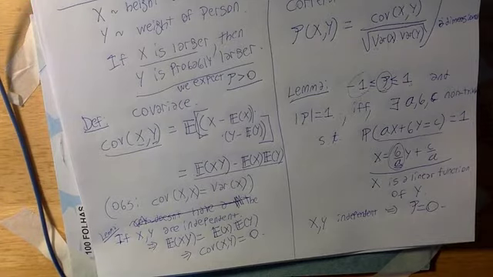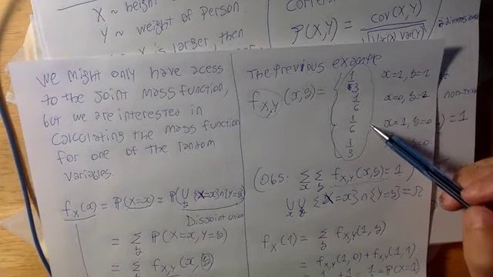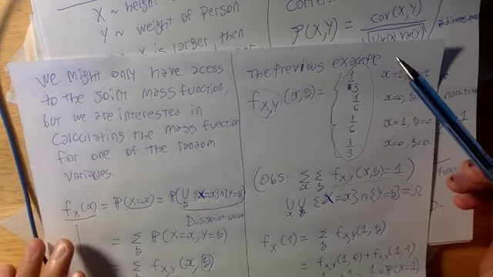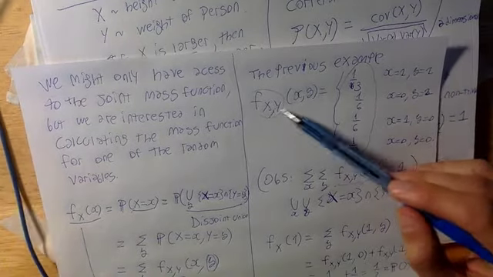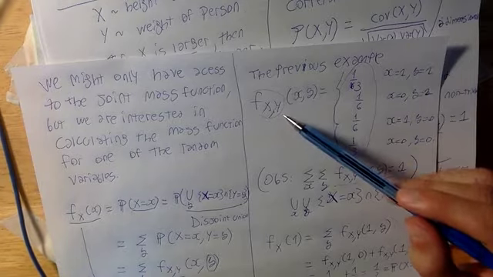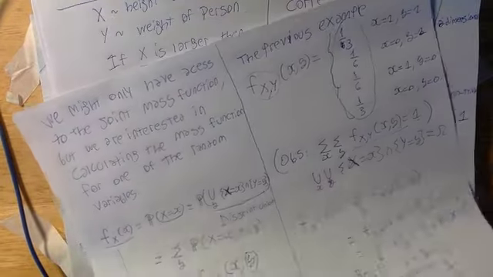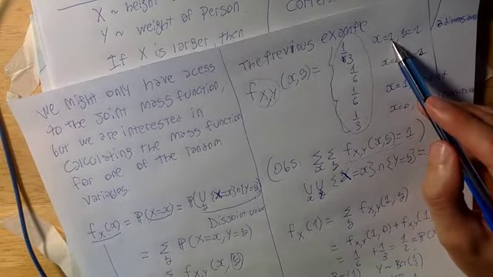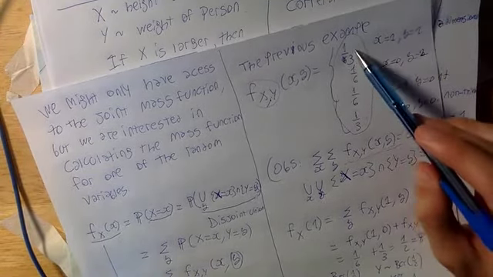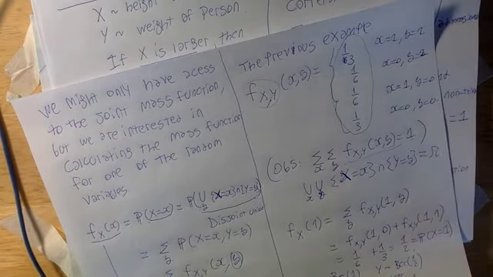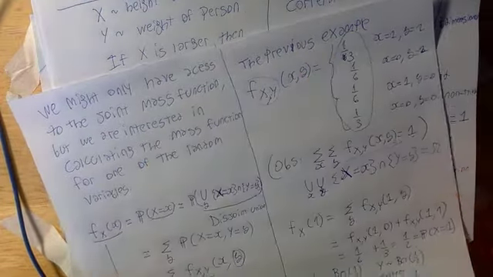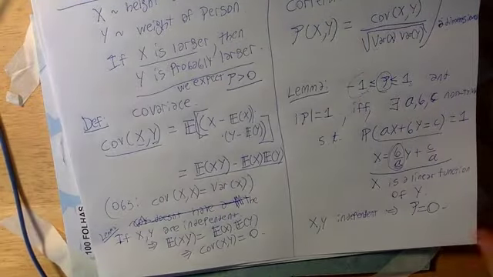Okay, so I haven't done the computation, but in the previous example, if we check this, I would expect to see that x and y are positively correlated, because when capital X is equal to 1, y is more likely to be equal to 1 than 0. So I'm expecting a positive correlation between these two, and you can actually check that.